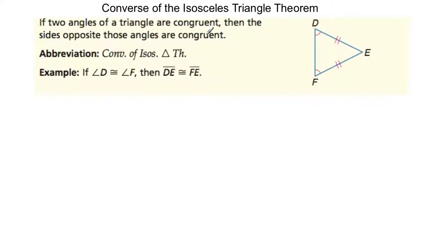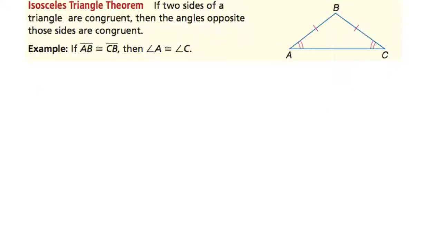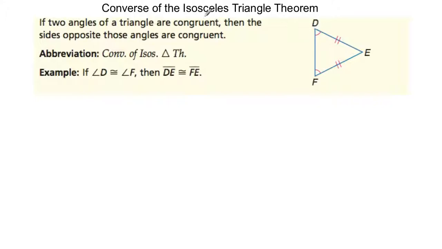Now there's also the converse, which is just looking at the same theorem, just in reverse. So it says that if two angles of a triangle are congruent, then the sides opposite those angles are congruent. Oh, sorry. So the isosceles triangle theorem is saying these two sides are congruent, so the opposite angles are going to be the base angles. Whereas the converse goes in the reverse. So it's saying if these two angles are congruent, then the sides opposite are congruent.